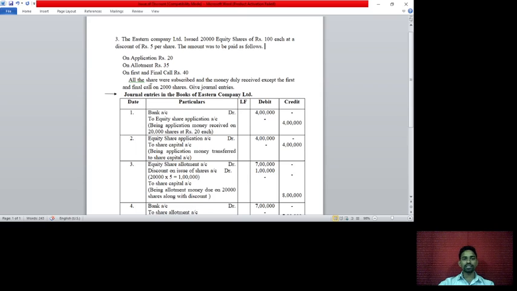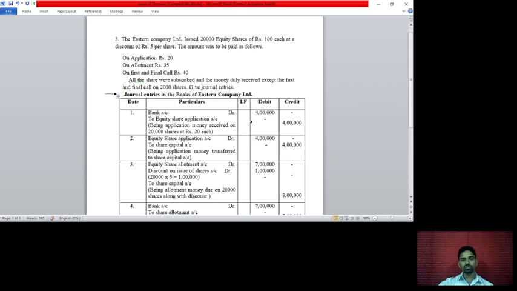While receiving the first and final call, they are not receiving it on 2,000 shares, that means out of these 20,000 they are not receiving the price of 2,000 shares. Whatever format is given, we have to pass it as it is, and the adjustment related to the allotment we have to pass in a different entry in that way only. Now see, on the applications, how to pass the journal entry.